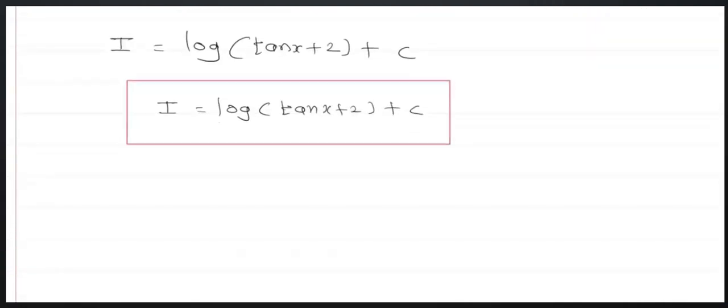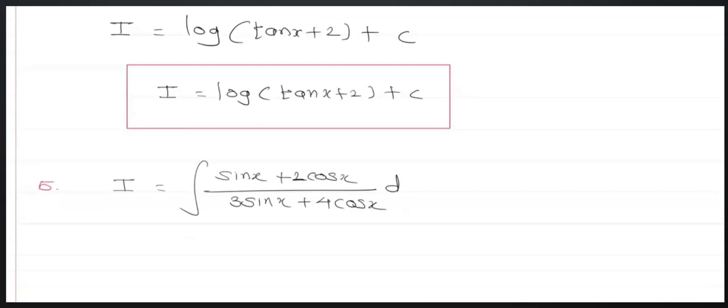Now the next example is example number 5. I is equal to the integral of (sin x plus 2 cos x) upon (3 sin x plus 4 cos x) dx. I forgot to write dx here, I will write it next.